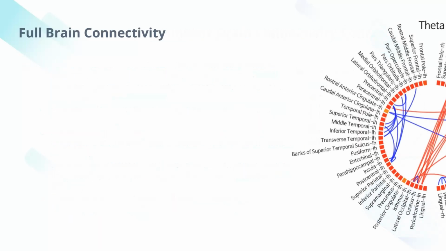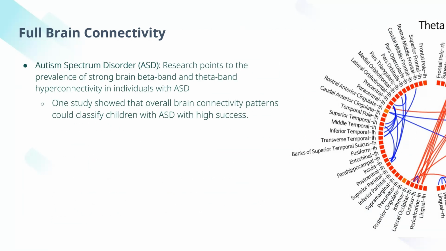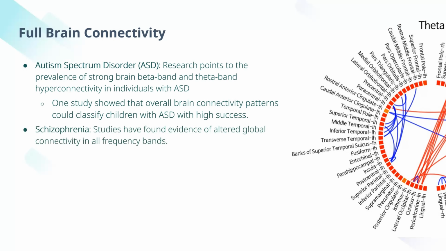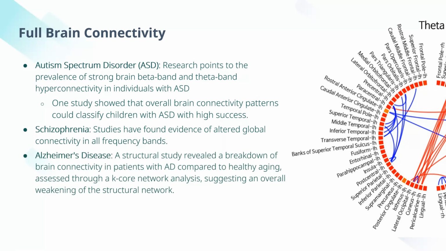So then lastly, zooming out one more time, if we're looking at the full connectivity of the brain, there are different things we can find from this too. So for autism spectrum disorder, we do find a lot of beta band and theta band hyperconnectivity generally. And this has been used to classify children with autism with a really high degree of success. Schizophrenia, generally you'll see altered global connectivity in all frequency bands. Alzheimer's disease, a lot of times we'll again see weakened connectivity in all of the networks, so a lot of hypoconnections in all of the different frequency bands.